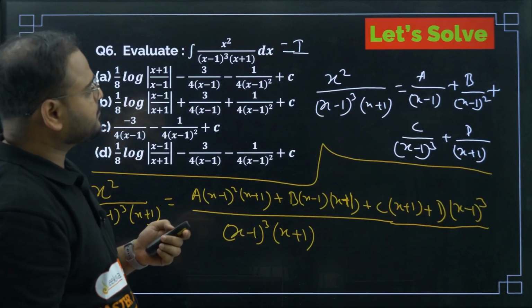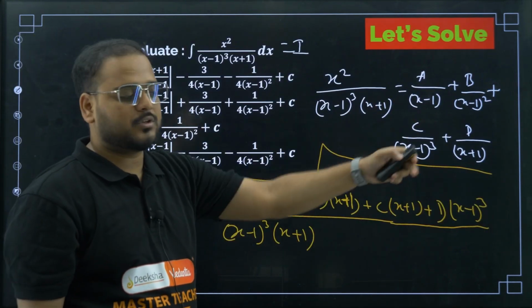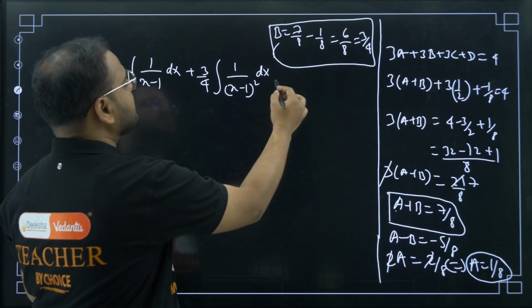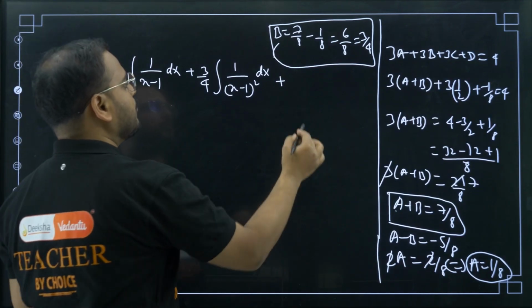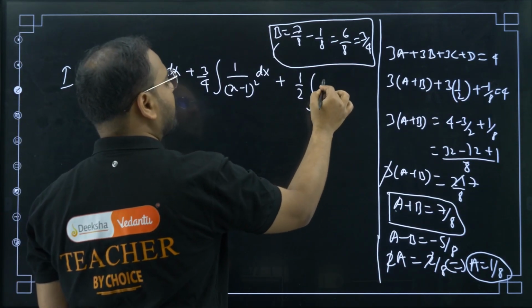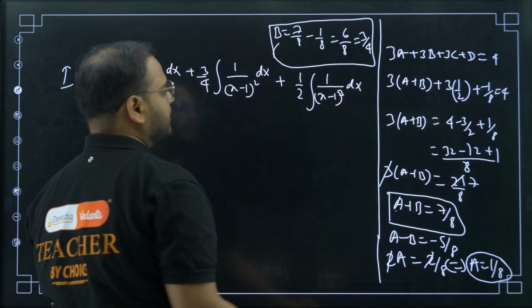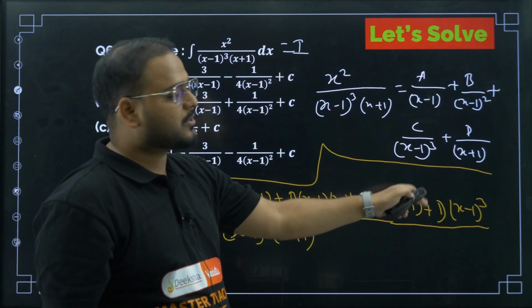Please have a look. B upon x minus 1 the whole square. Next I have to write for c. What is my c? 1 by 2. So again I'll take 1 by 2 common, integration of what will come? 1 upon x minus 1 the whole cube dx. Have a look. C upon x minus 1 the whole cube dx.